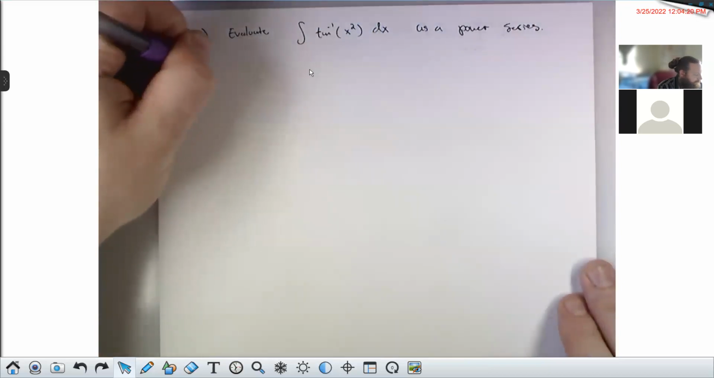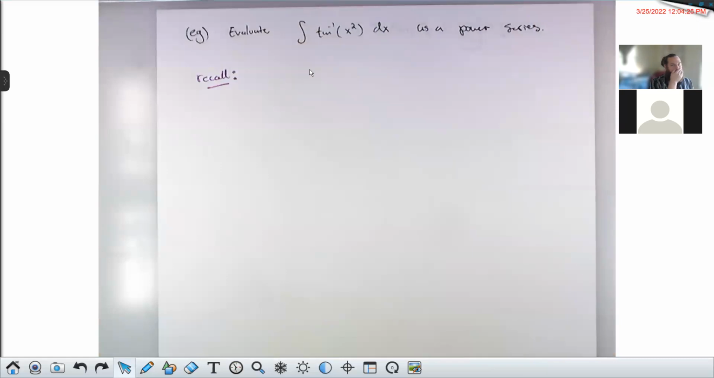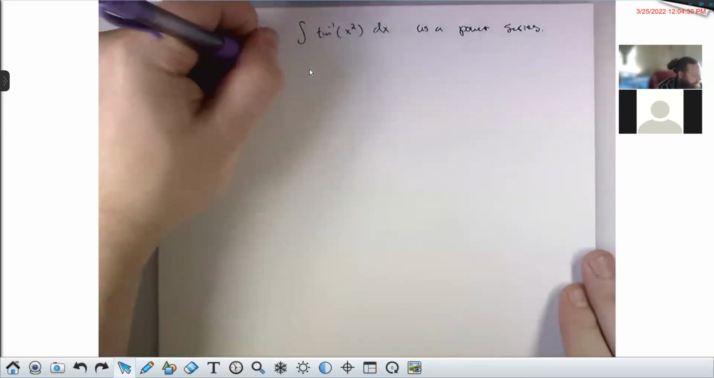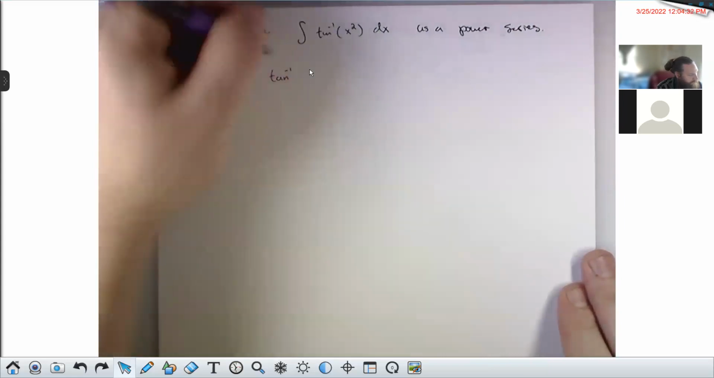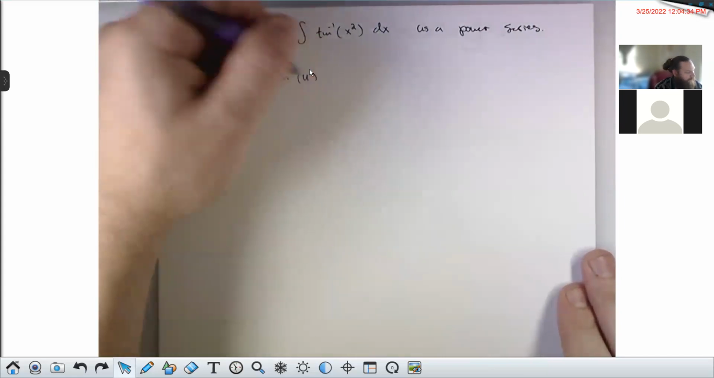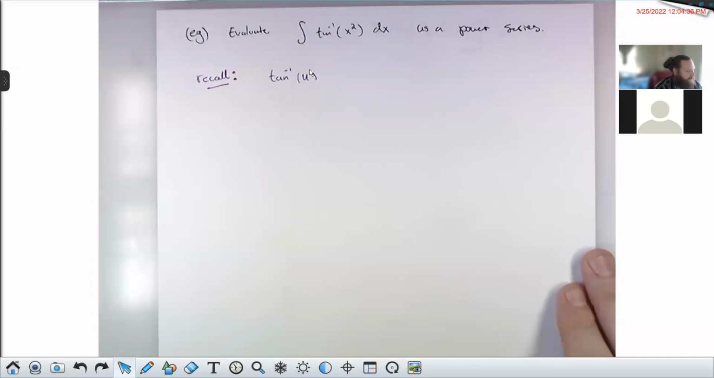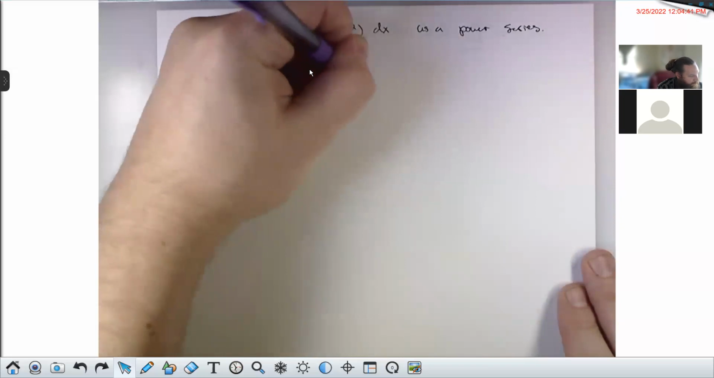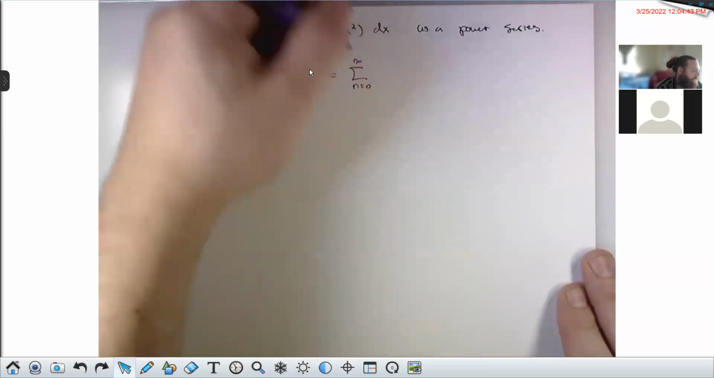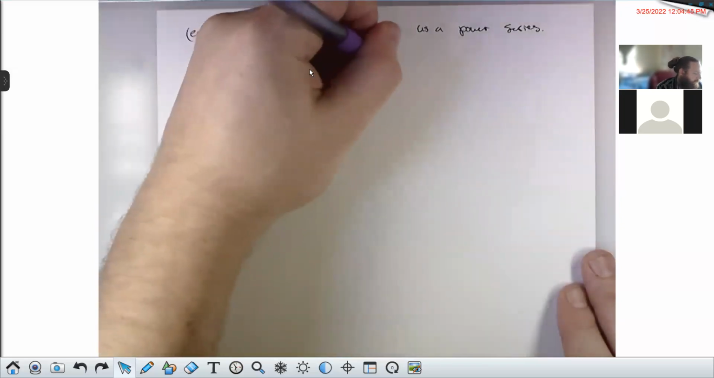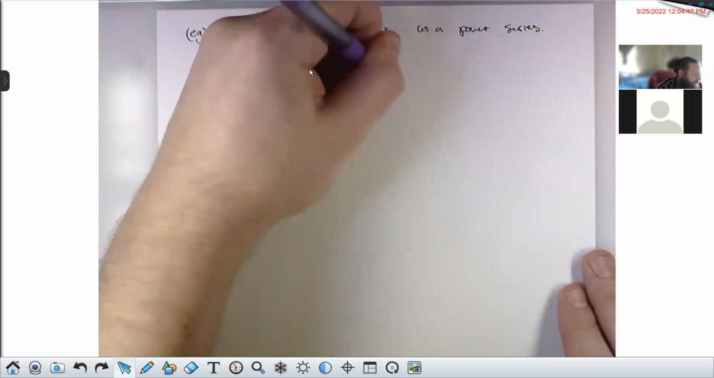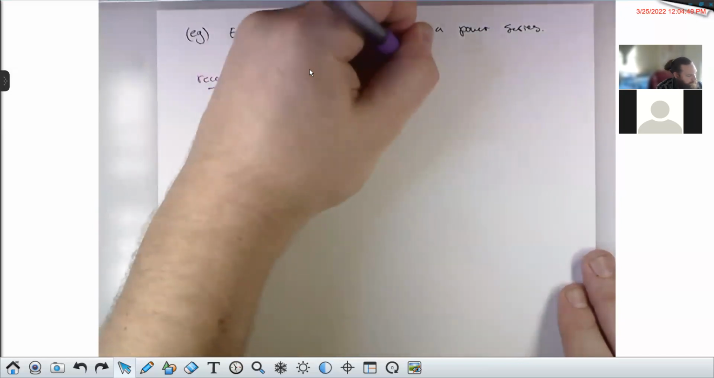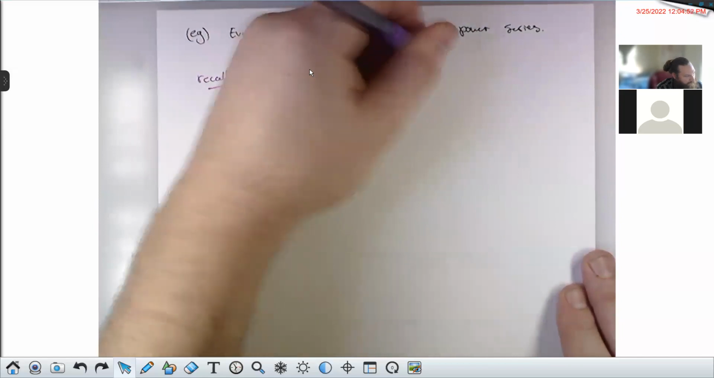So I'll begin here by saying, recall one of our very important power series from last time. I'm going to write it in terms of the variable u. We found a power series for the inverse tangent function. And if I just use the variable u instead of the variable x, that series is sigma n from 0 to infinity, negative 1 to the n over 2n plus 1 times u to the 2n plus 1.